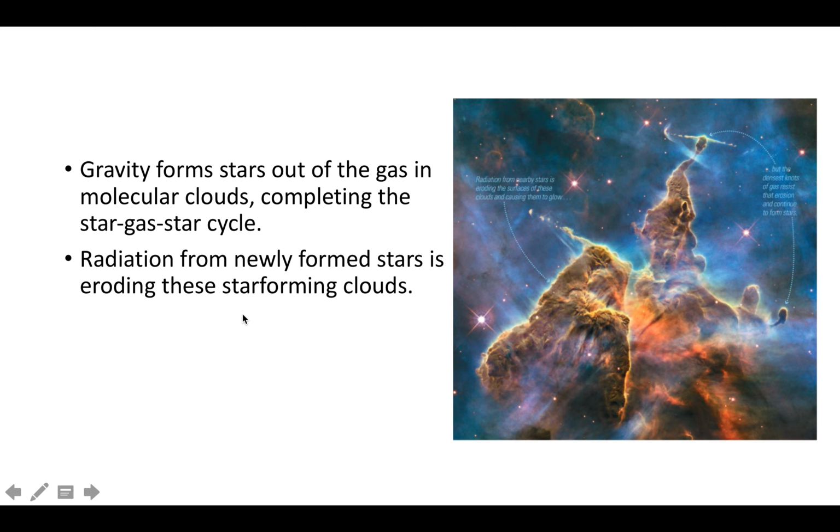Okay, gravity forms stars out of gas and molecular clouds, and it kind of completes our star cycle. So up here, it says radiation from nearby stars is eroding the surfaces of these clouds and causing them to glow, as you can see right here on this border. But it says the densest knots of gas resist that erosion and continue to form stars in other parts of it.